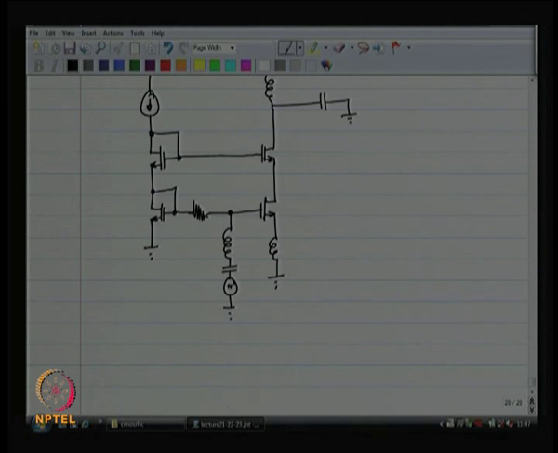So, typically this could be a very crude way of biasing things. If you want to do things better, you would optimize further and convert this current mirror into better topologies, etc.